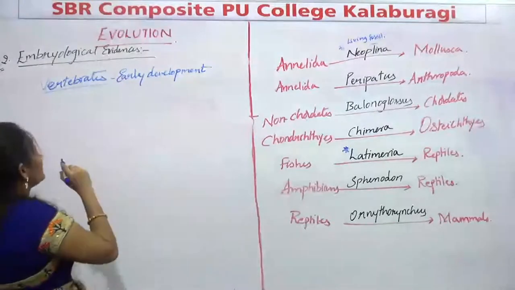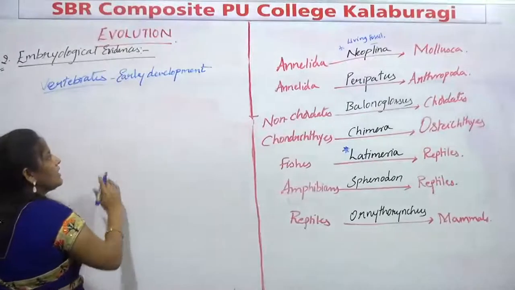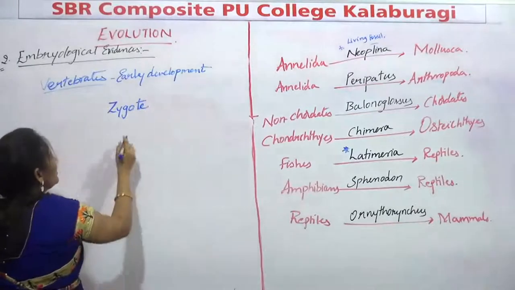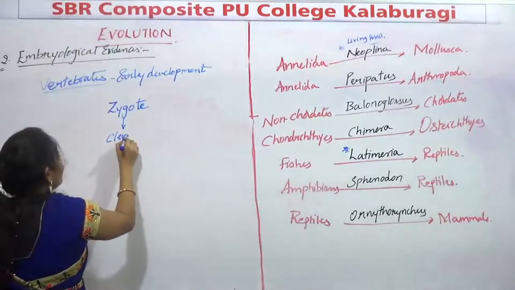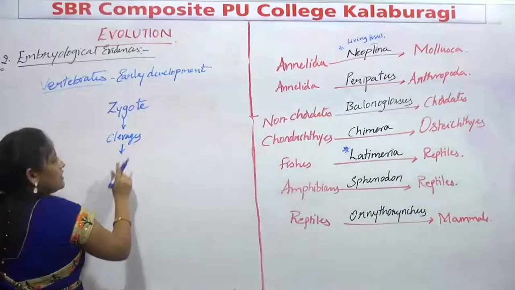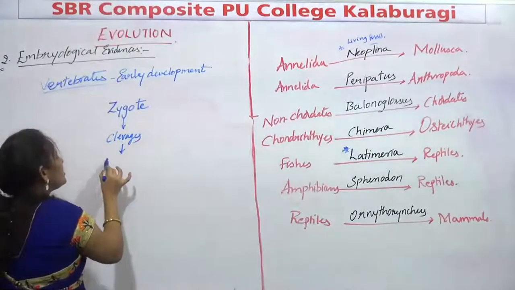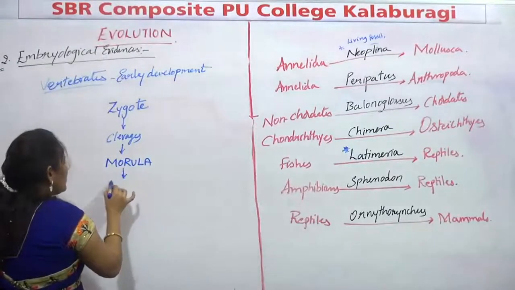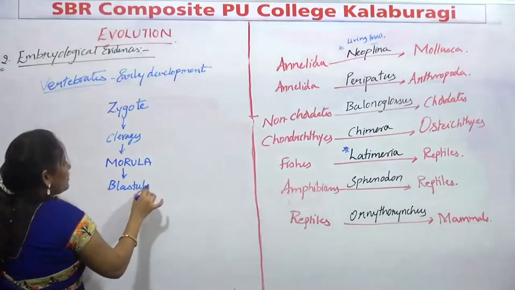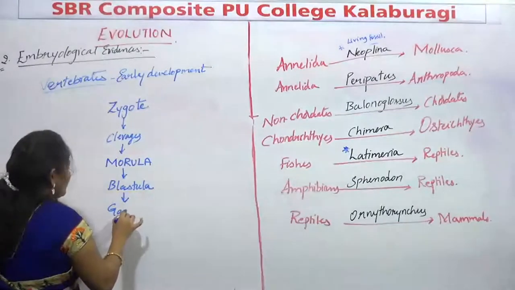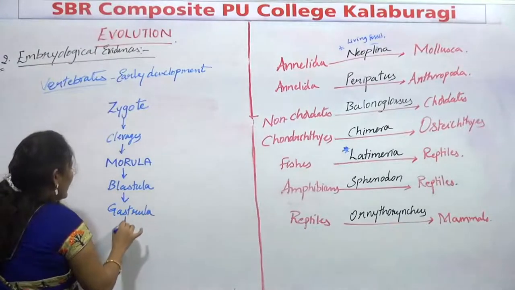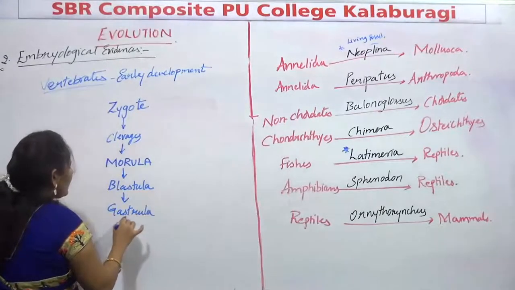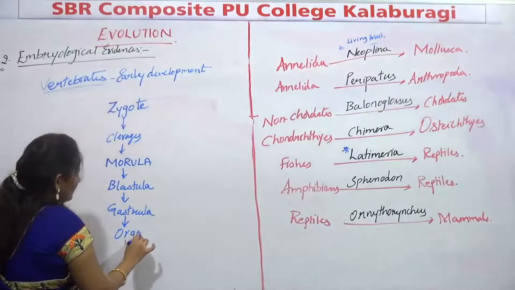it includes the following stages: the egg will get fertilized. The fertilized egg leads to the formation of a diploid zygote. The zygote undergoes a series of cleavages and it leads to the formation of an undifferentiated ball of cells called morula. Morula develops into blastula. Blastula develops into gastrula. From gastrula, organogenesis will take place.